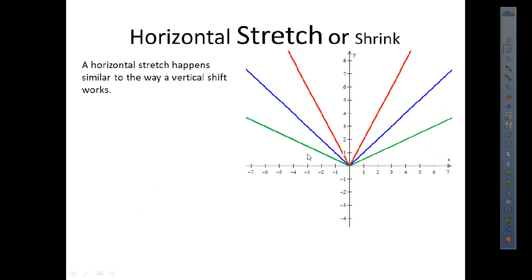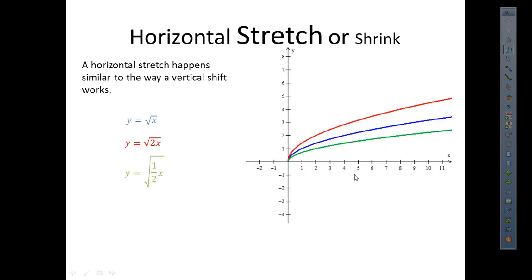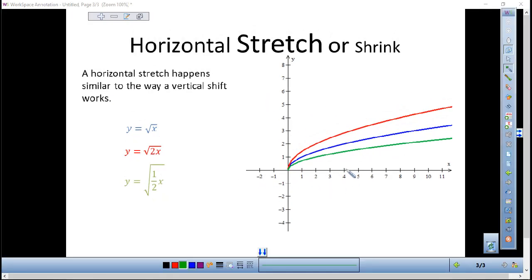Now, a horizontal stretch happens similar to the way a vertical shift works. We have y equals the square root of x here, and the red is going to be multiplying the x inside the radical by 2. Notice what's going to happen is it's going to take less time to get up to a certain value of y. Because think about it this way. Let's think about a certain value. Let's think about 4.